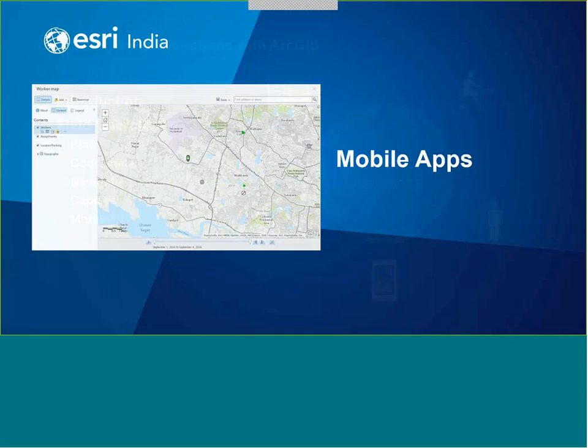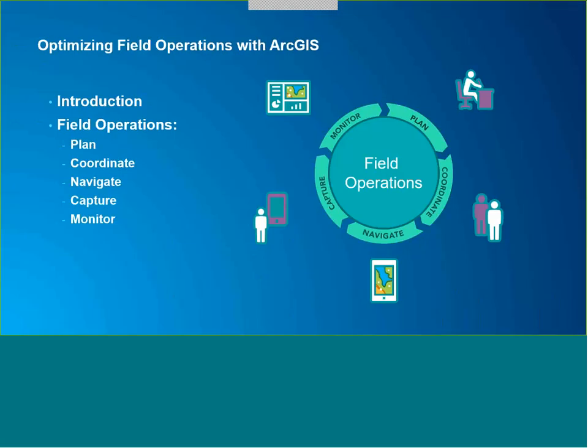When we talk about field operations, we need to plan a particular operation, we need to have coordinates, we need to navigate, we need to capture the data from the field, and then there should be a monitoring system available. So ArcGIS has come up with multiple apps, free to download from your Play Store. Most of the apps are already developed and pushed on the Play Store. You can directly download them and they are ready to be used.